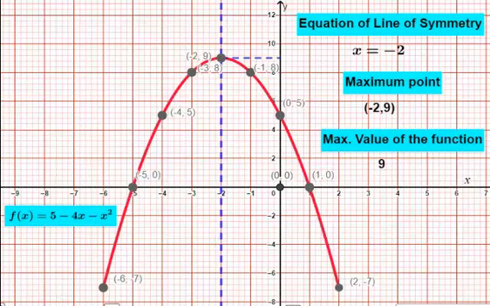There is something I want you to do for me. Once again, this is the graph of the function f of x equals 5 minus 4x minus x squared.